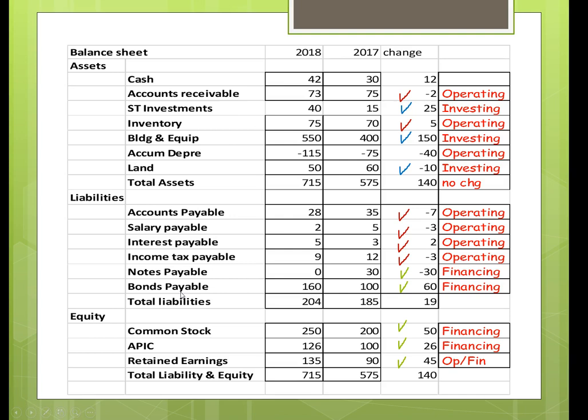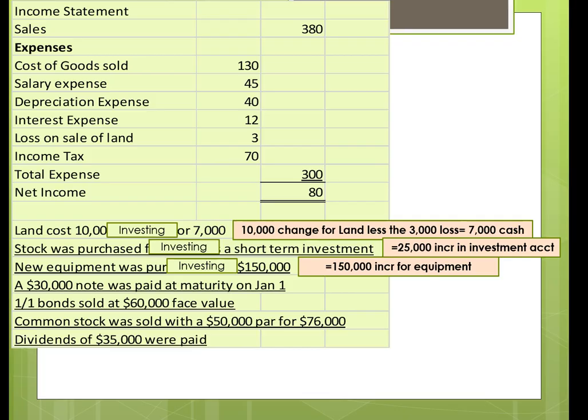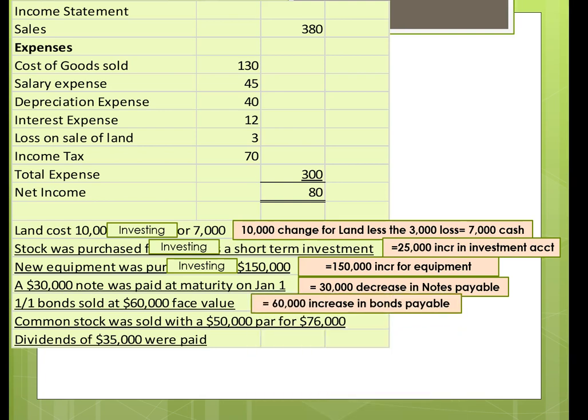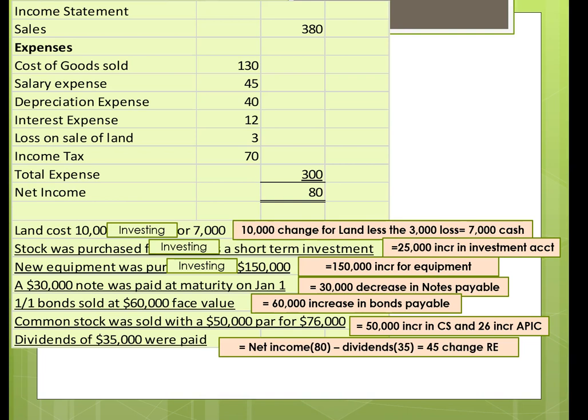Now let's look at those changes that we identified at the bottom of the income statement. And we want to make sure that they concur with these changes that we're showing on the balance sheet. So we had a $30,000 note, which equals the $30,000 decrease in notes payable because we paid it off. We issued some bonds at face, which means bonds payable increased by 60, and that concurs. And common stock was sold for 76, which equals the $50,000 increase in common stock and $26,000 increase in additional paid-in capital. And dividends, that equaled our change.